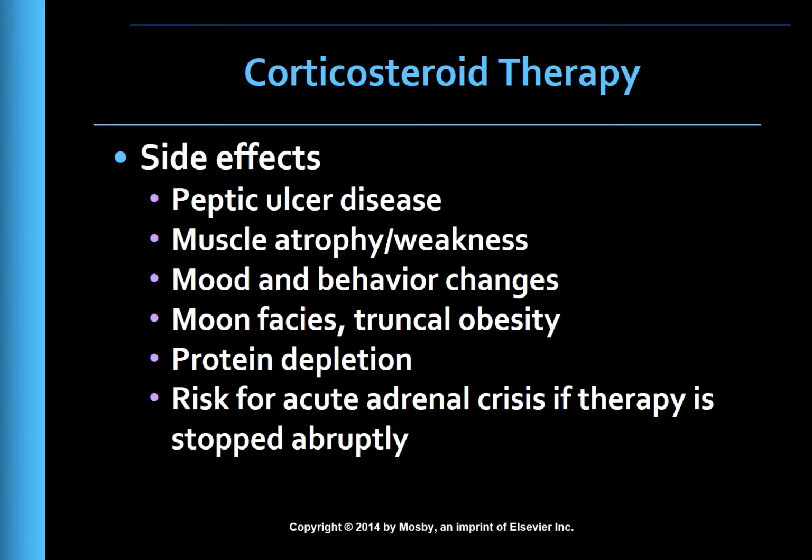Predisposition to peptic ulcer disease develops. Skeletal muscle atrophy and weakness can occur. Mood and behavior changes can be observed. Fat from extremities is redistributed to trunk and face.